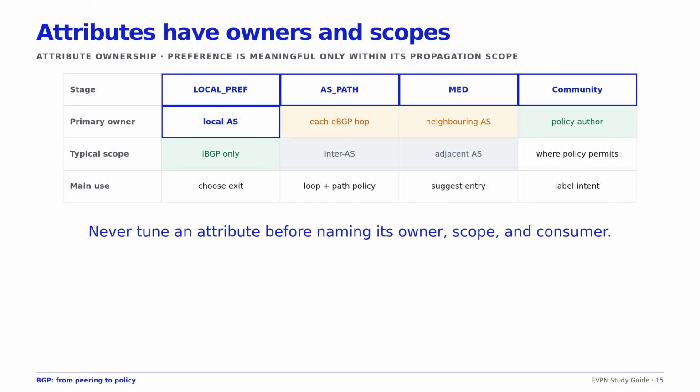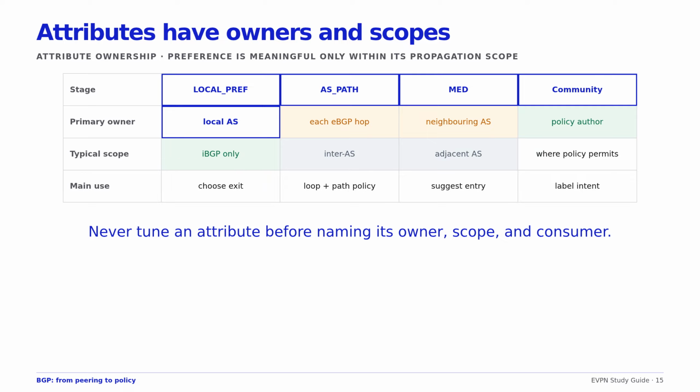Core attributes are easier to reason about when their owner and scope are explicit. Local preference expresses preference inside one autonomous system. Higher is preferred, and it is normally carried to iBGP peers, not eBGP neighbors. AS path travels between autonomous systems and supports loop prevention and policy. MED suggests a preferred entry point to a neighboring autonomous system. Lower is commonly preferred, but comparison rules and propagation are implementation and policy sensitive.